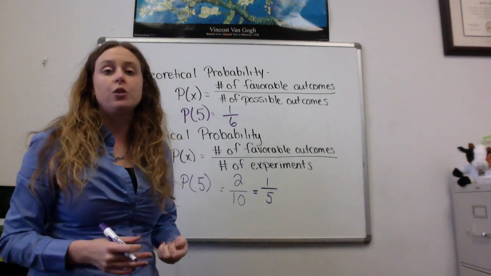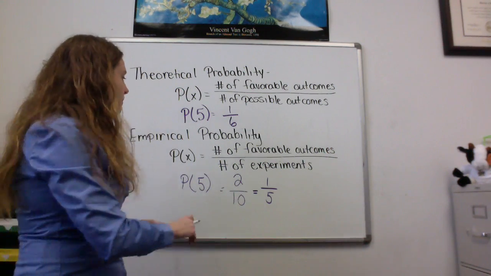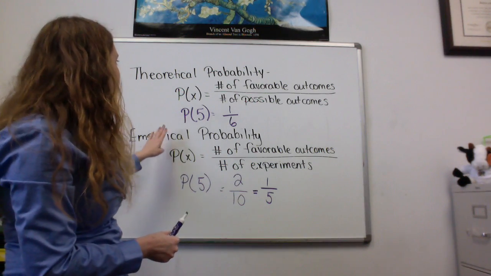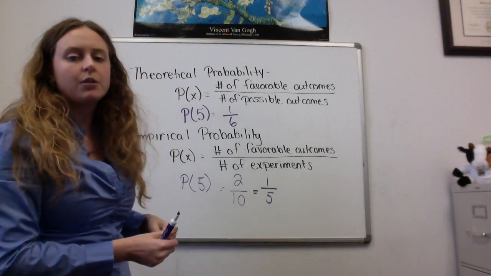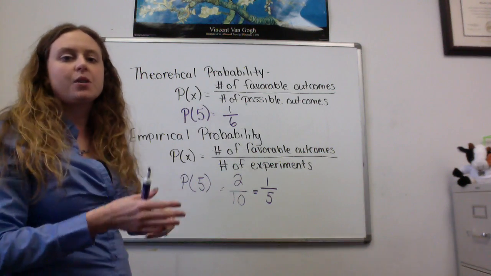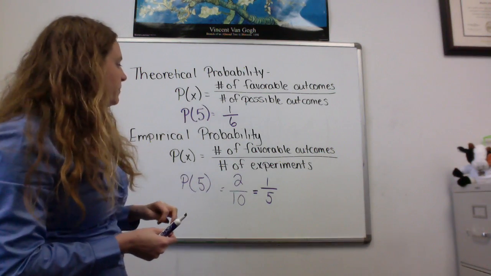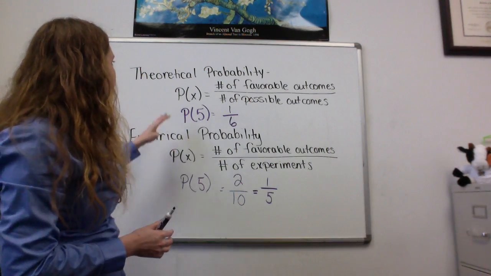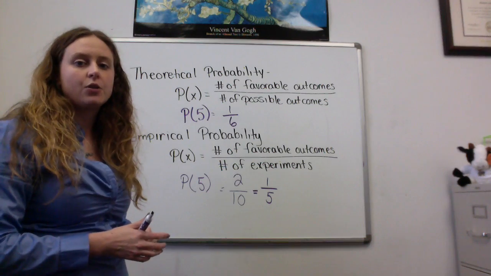We have something called the law of large numbers that tells us the more times we do an experiment, we should see this empirical probability get closer and closer to this theoretical probability and eventually merge into the same number. So we want to do experiments enough times so that we can get a valid result. So that's the difference between theoretical and empirical probability.